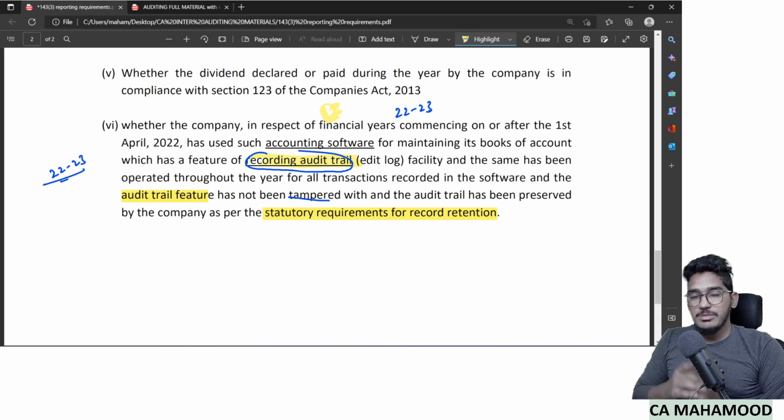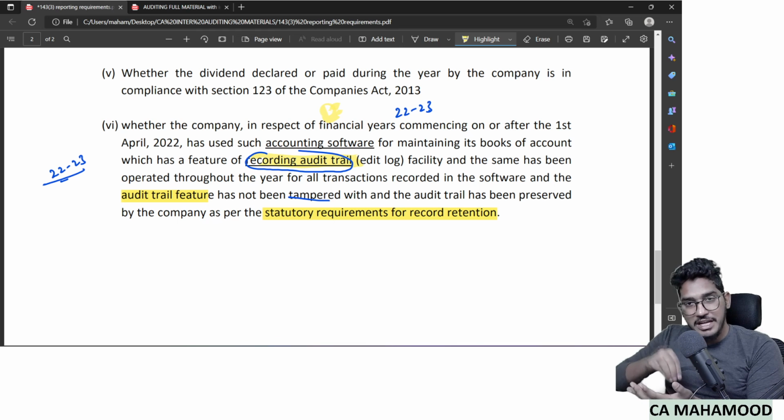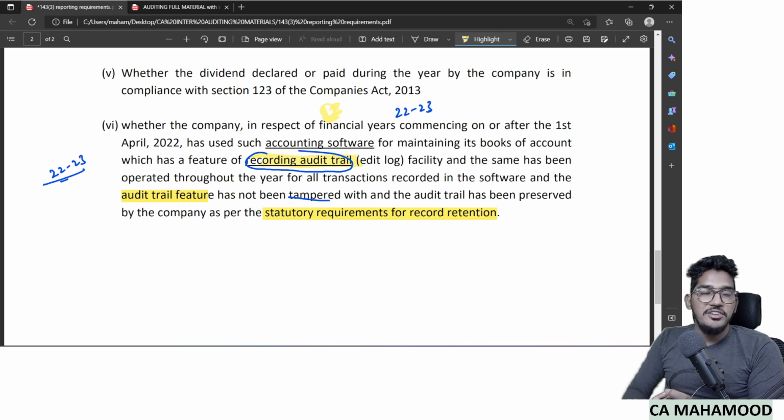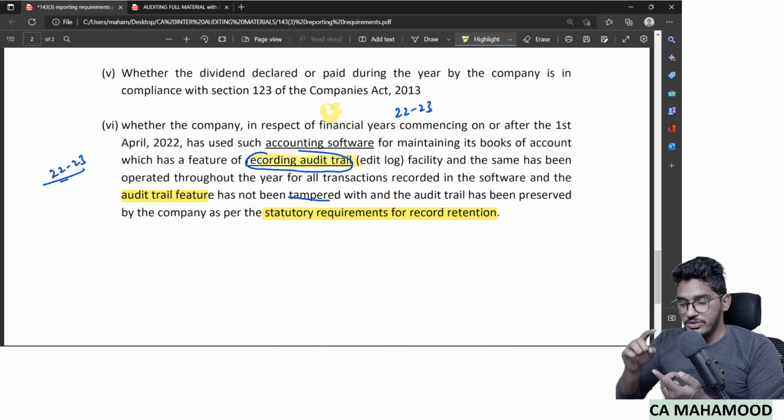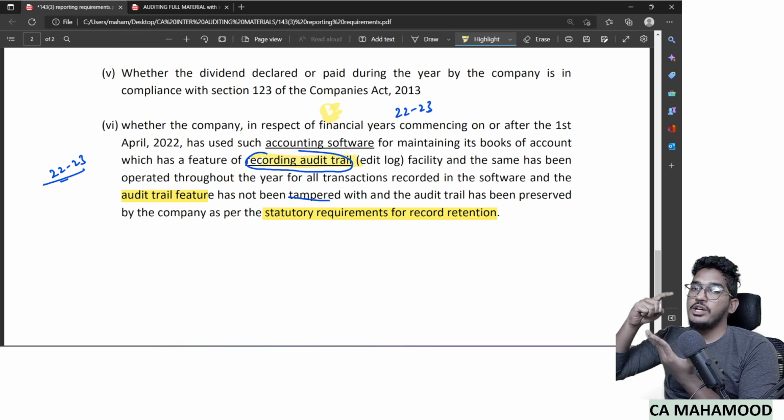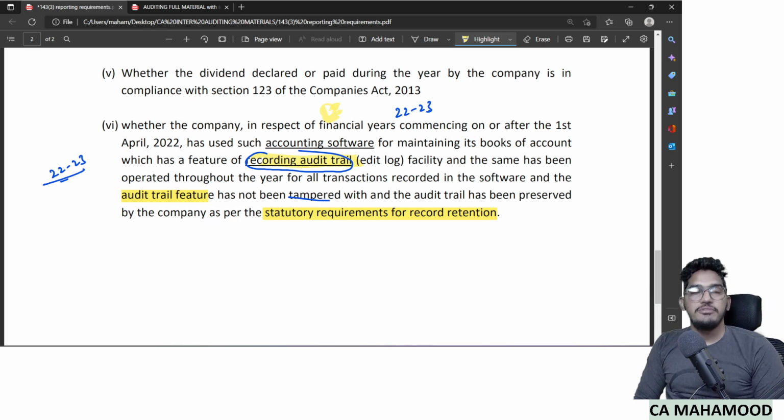In the Companies Act, they say books of accounts and financial statements should be retained for 8 financial years. Along with those financial statements and books of accounts, this audit trail also should be preserved for that many years. So software should have audit trail facility. This audit trail should have been working throughout the year. It should not have been tampered with or changed during the financial year. And also it should be preserved for a certain number of years.